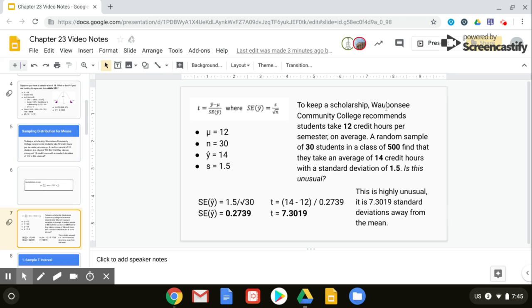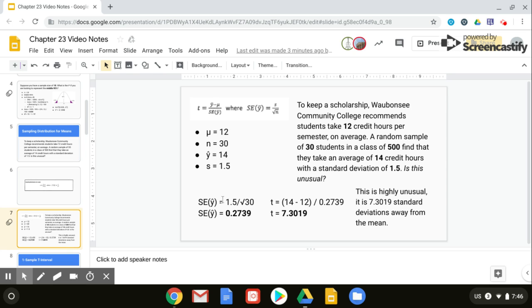Again, to keep the scholarship, Waubonsee Community College recommends students take 12 credit hours per semester on average. A random sample of 30 students in a class of 500 find that they take an average of 14 credit hours with a standard deviation of 1.5. Is this unusual?